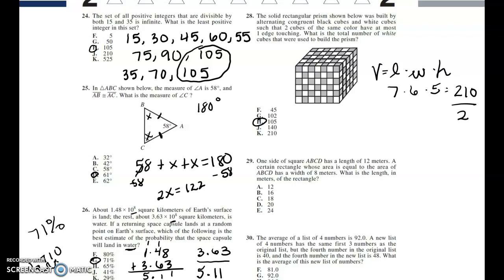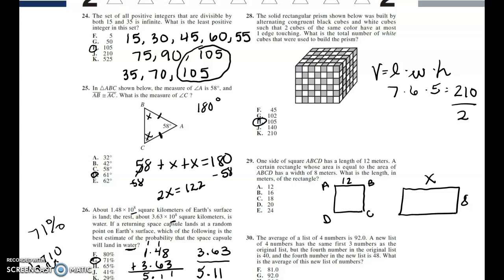Okay, here we have a square. Well, what do you know about a square? A square has all sides that are the same and right angles, and has a length of 12 meters. Okay, so we'll call this A, B, C, D. A certain rectangle whose area is equal to the area of this piece right here has a width. So let's draw a rectangle. And our width is 8 meters. What is the length? We're going to call this guy X.